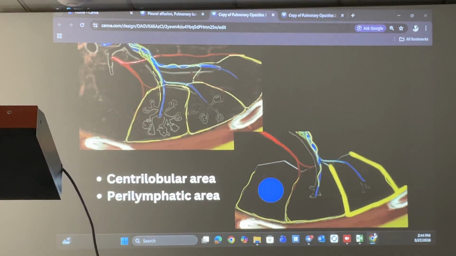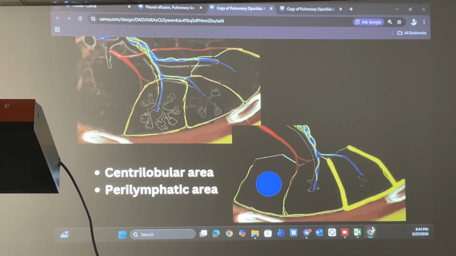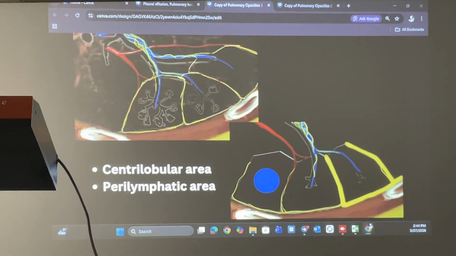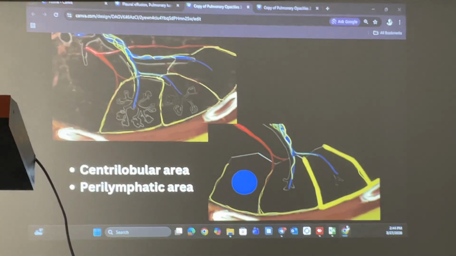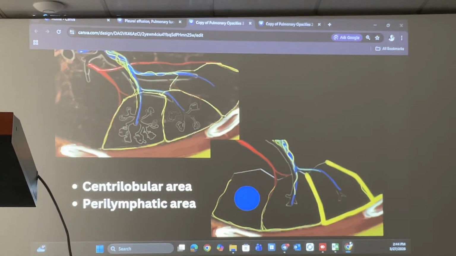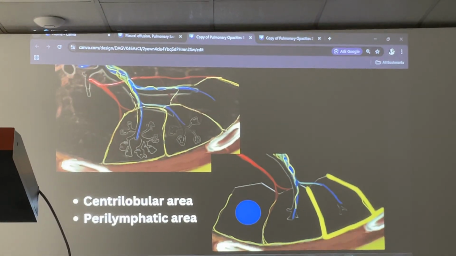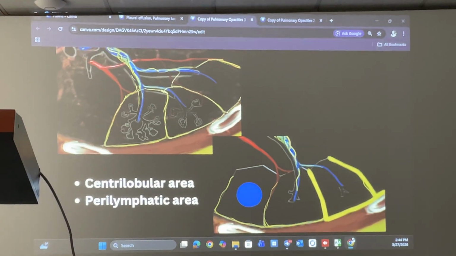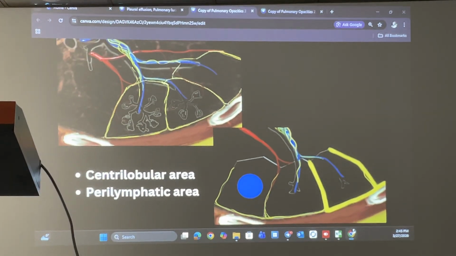Do you remember which unit is the functional unit of the lung? Which lobule, primary or secondary? Secondary. This lobule is the functional unit of the lung, and it is the smallest part that you can see on CT scans. You cannot see the primary pulmonary lobule because it is too small to visualize on CT scans. So we will talk about malignant nodules during the next PowerPoint presentation.